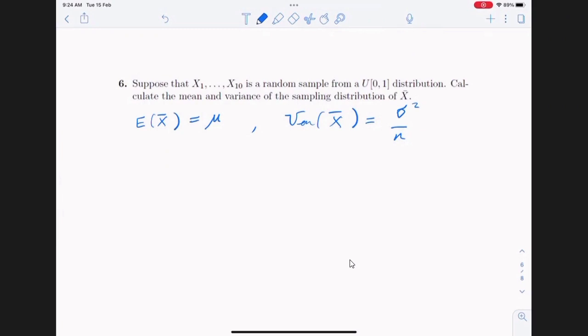For a random sample, whenever you have a random sample, if you want to determine the variance of the sample mean, it is always equal to the population variance divided by the sample size. In this example, the sample size is 10, so it will be equal to sigma squared over 10.